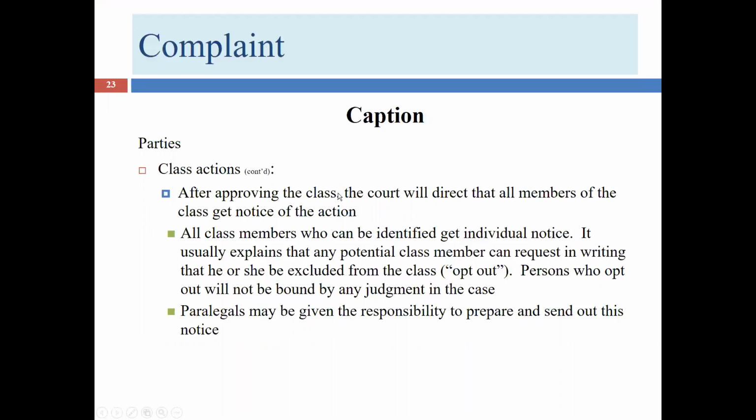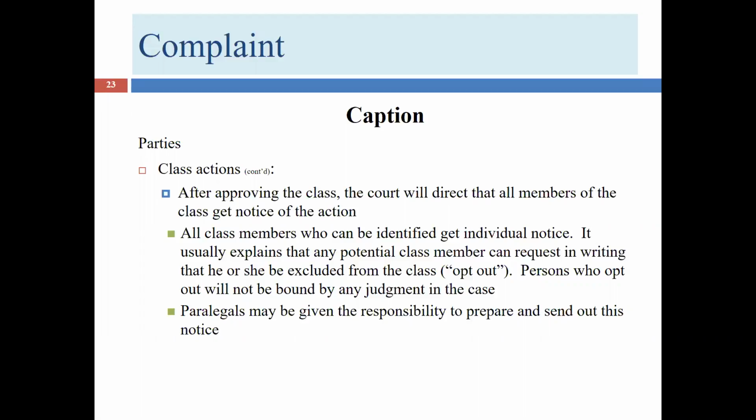Okay, so after approving the class, the court will direct all members of the class to get notice of the action. So now it's the duty of the plaintiff's counsel to go ahead and find these people. Many times they'll be able to get the names from the defendant. Of course, it depends on the circumstances, but let's go back to the Dukes case. Well, obviously Walmart knows who it has employed, and so it would have a list of all of the employees that it has, and obviously a lot of those would be women.